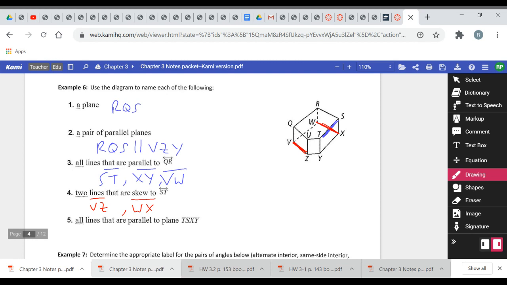All right, on number 5, all lines that are parallel to TSXY. So it is a little weird to say lines being parallel to a plane, but it basically just means that those lines do not intersect the plane. So TSXY is over here, that right side of the figure. So if I try to think about any segment that would not intersect that plane, even if I extended it out, I have lots of different options. QR would be one.